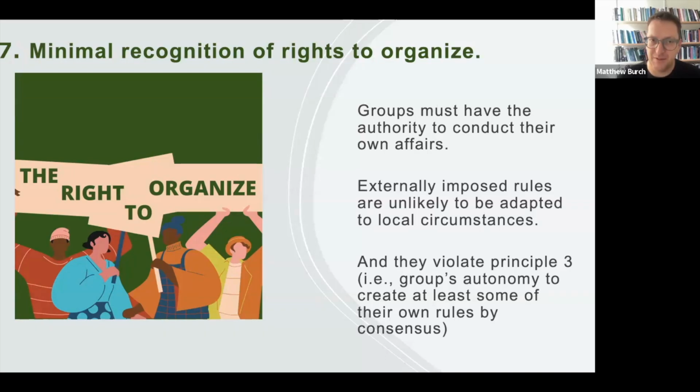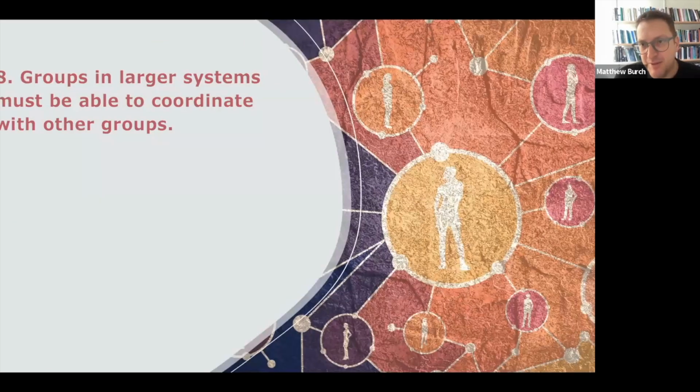Ostrom says successful systems for managing common pool resources also need to have the right for people to organize. When they feel like things are going in the wrong direction, members of the group can join together to change policy and to make it more effective for the group overall. And finally, the eighth principle applies when you have really large common pool resources, where you have multiple groups trying to manage different aspects of the resource. When you have different groups in a larger system working together, you need to have some kind of system in place for those groups to coordinate with each other.